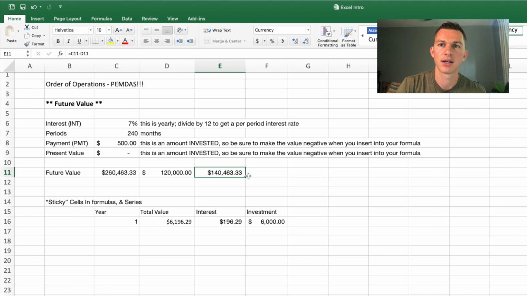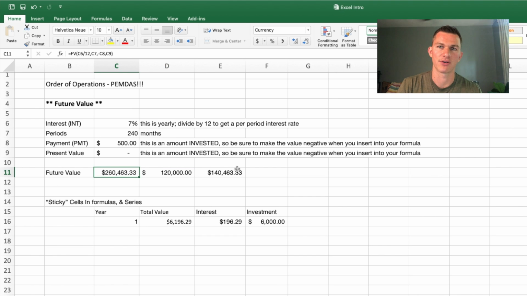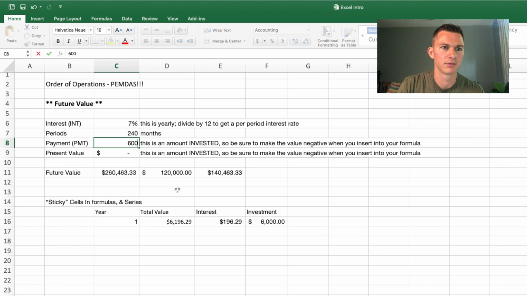This is why saving in retirement accounts is so important, because look at that difference. If you had just put it into a regular bank, you would have gotten $120,000, but because you invested that money, you now have $260,000. That's the power of compound interest. That's great. So now remember what I was telling you about changing these values. So now we can do 600. If I were to save 600 per month, now you can see my value goes up even more, 700 per month, it goes up even more.